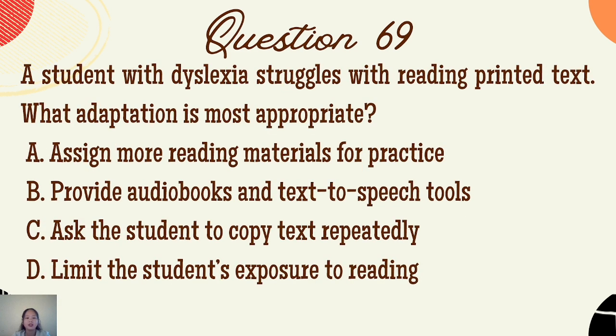Now, question number 69. So, a student with dyslexia struggles with reading printed text. What adaptation is most appropriate? So, the correct answer is letter B. Provide audiobooks and text-to-speech tools. Audiobooks and assistive technology make content accessible to students with reading difficulties.